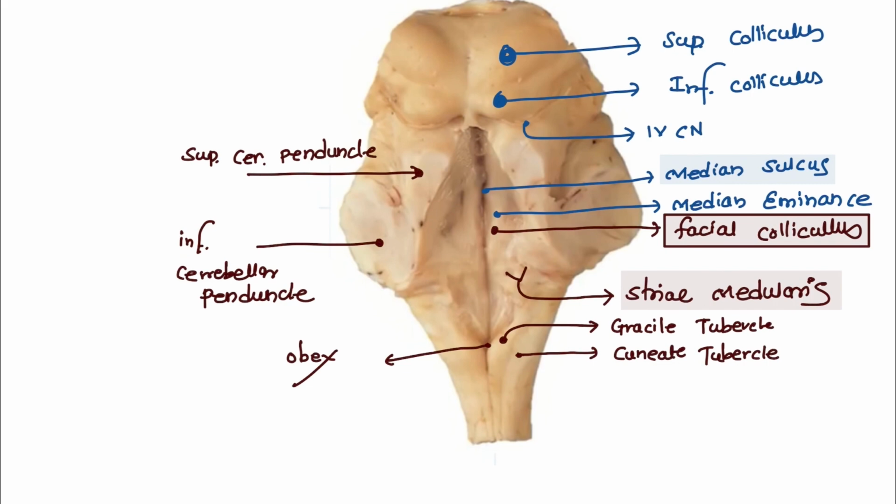So these are the structures in the brainstem. If you want to take a screenshot, you can, and at the end I will provide you a PDF.